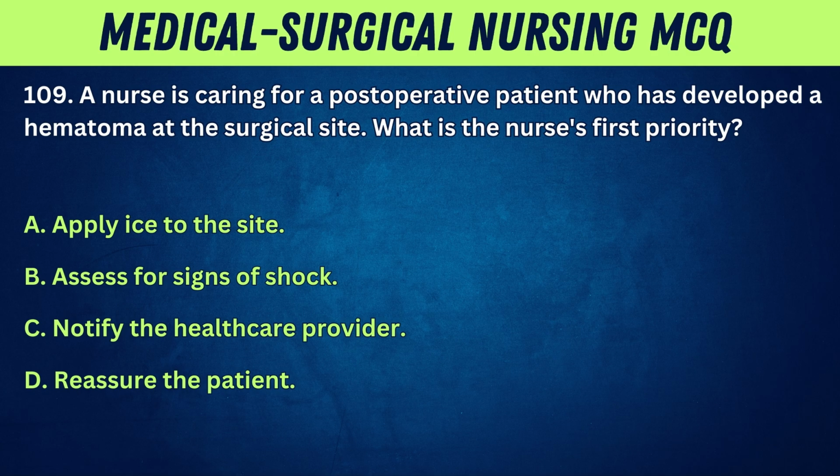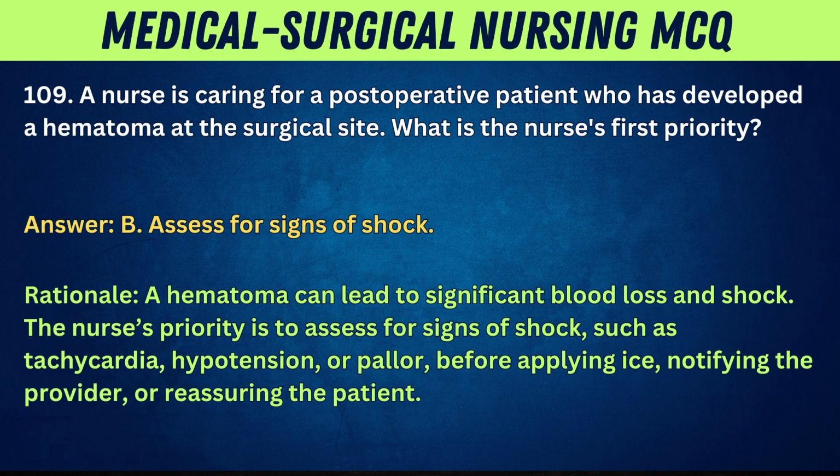D. Reassure the patient. Answer: B. Assess for signs of shock. Rationale: A hematoma can lead to significant blood loss and shock. The nurse's priority is to assess for signs of shock, such as tachycardia, hypotension, or pallor, before applying ice, notifying the provider, or reassuring the patient.